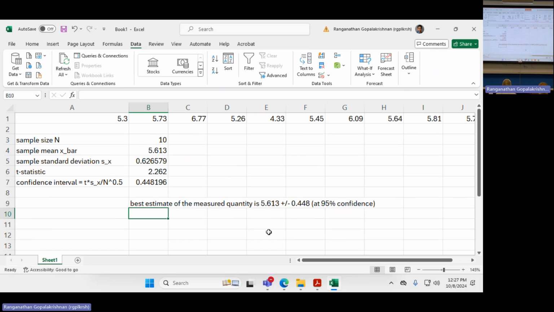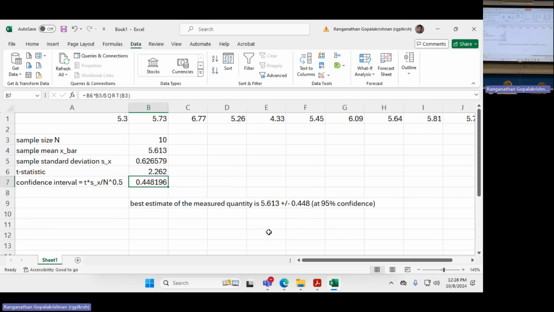What else can you do? That's a valid thing. But what else? More samples, because the confidence interval scales with square root of sample size. Right? So if instead of 10 observations, you did 20 observations, you would be getting a better confidence estimate. That's a great question. For the same set, assuming the sample mean remains the same and standard deviation remains the same, how many observations should we do to get 0.1 from 0.448?